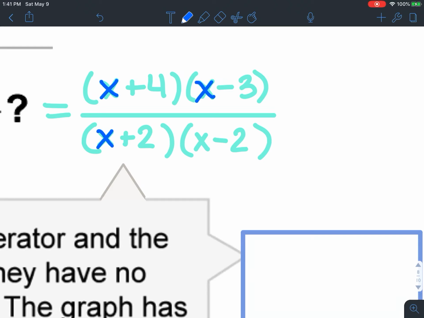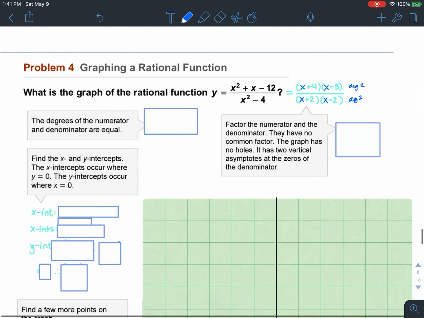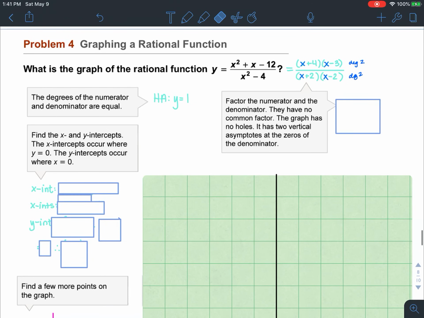X times x would be x squared. So the degree of the top would be 2, and the degree of the bottom would be 2. But it's easier to tell from the non-factored form. So because the degrees of the bottom and the top are equal, the horizontal asymptote is the ratio of the leading coefficients. There are no coefficients, so they must be 1. So the horizontal asymptote is y equals 1. You'll only ever get a single horizontal asymptote in a rational function, or none, but you'll never get 2.